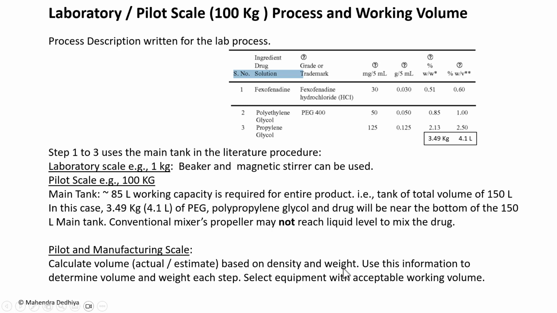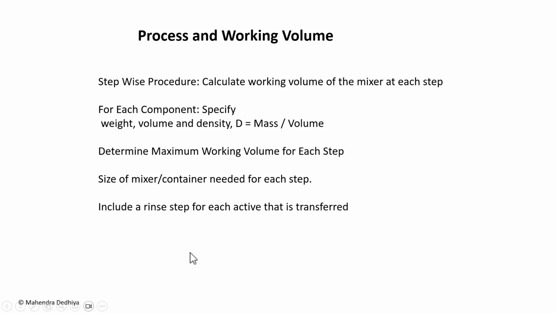This information is required at each step. Based on that, we should select the equipment with acceptable working volume. We will look at that for a 1000 kilo batch. Process and working volume at each step, and this should be done at developmental stages.